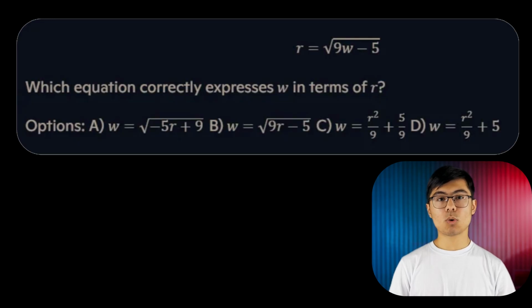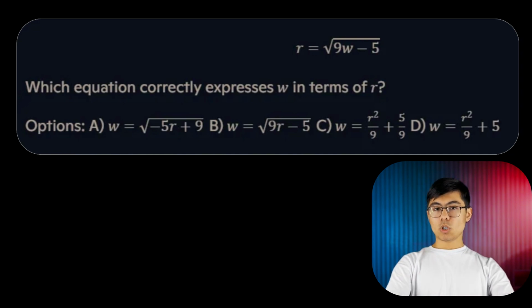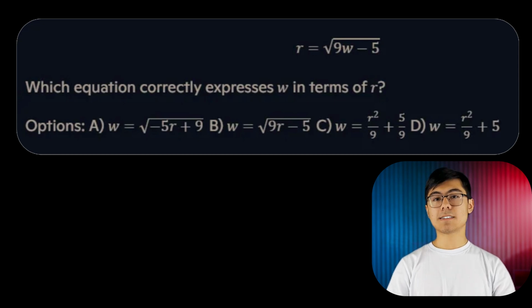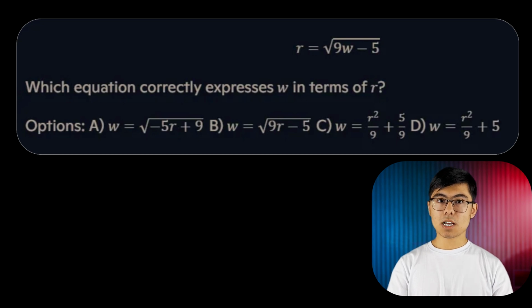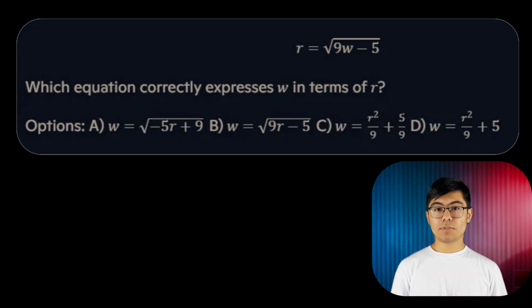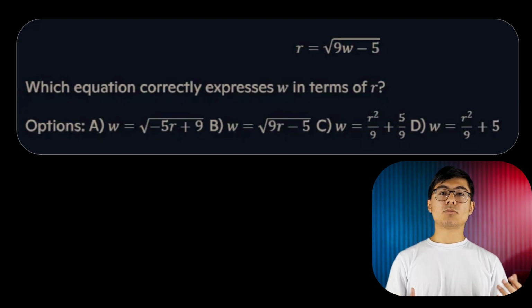So now let's move on to the second prediction for December 2024. So here we've got the equation r equals the square root of 9w minus 5. So which equation correctly expresses w in terms of r? So looks like we've got a square root equation here, and this type of problem can easily throw people off. So our first step is isolating the radicand.